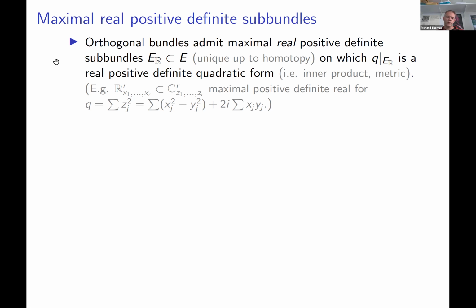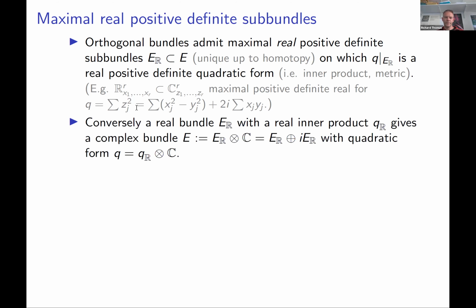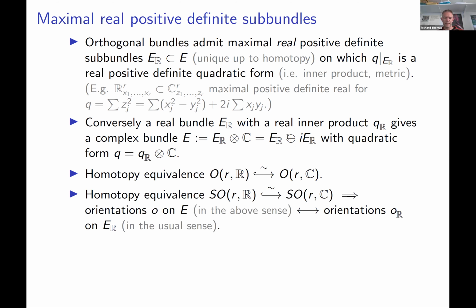If you take the usual quadratic form on C to the r, then you just take the usual R to the r in C to the r. You just take the variables all to be real. That's an example of one of these, but it's not unique. Conversely, given a real bundle with a quadratic form, you get a complex bundle with a complex quadratic form. You split the complex bundle into this real bundle on which the quadratic form is positive definite and real, and this imaginary part on which it's negative definite and real, and the cross terms are complex. And it reflects this homotopy equivalence.